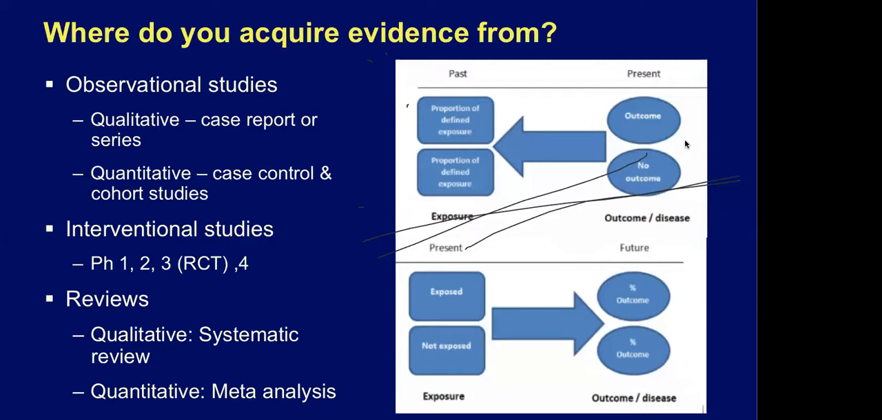A cohort study is prospective. A case control study is retrospective. In both of these, you are not intervening with any factor at all. You are just observing them and looking at the outcome. The measure that you use to explain or quantify in a cohort study is something that you call a relative risk. So these are observational studies.